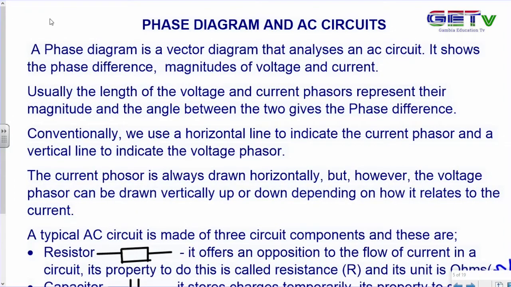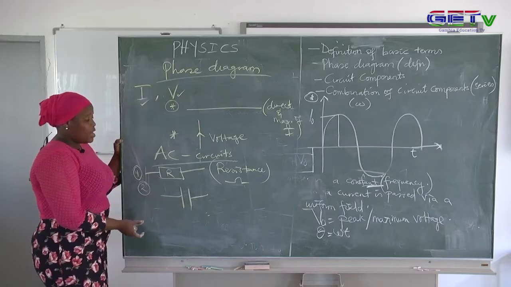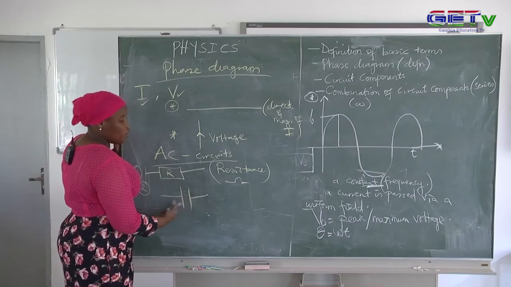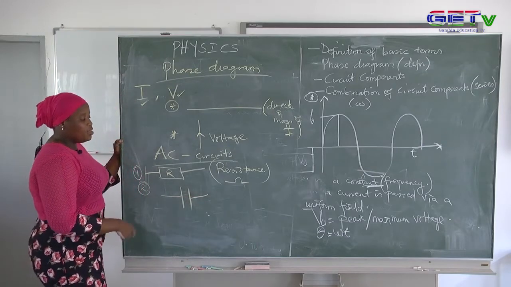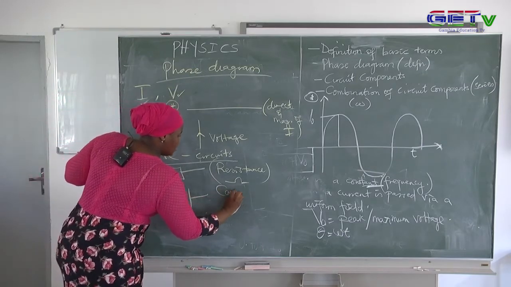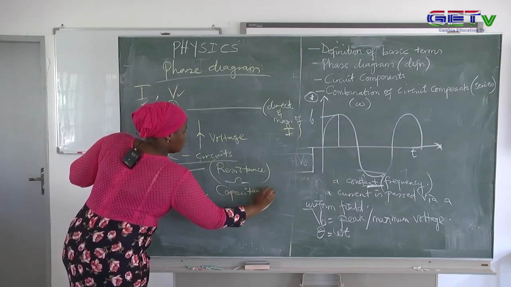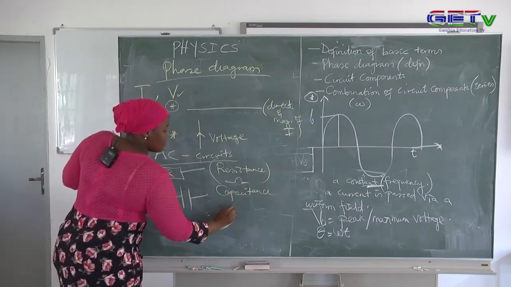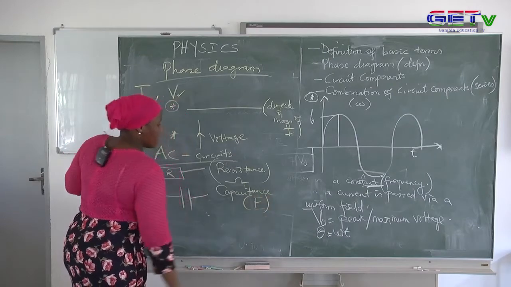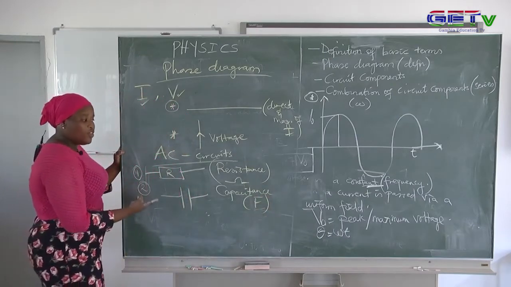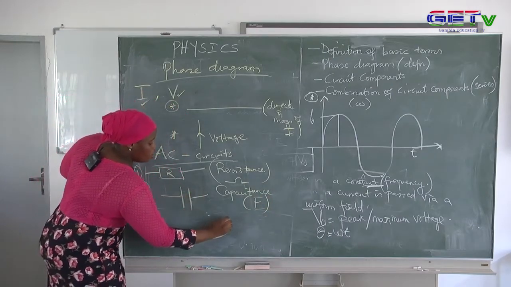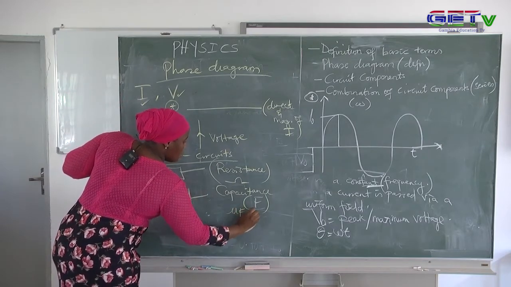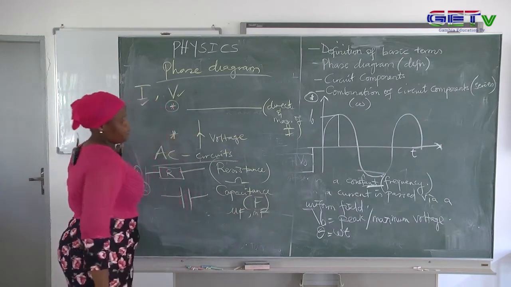Capacitors are used to store charges temporarily, right? And the ability of a capacitor to store charge is known as capacitance, and the SI unit of capacitance is farad. The other smaller units of capacitance might include microfarad, millifarad, and so on.